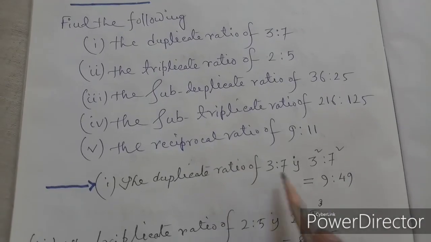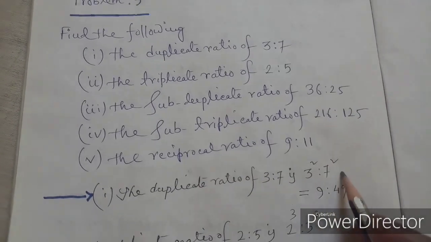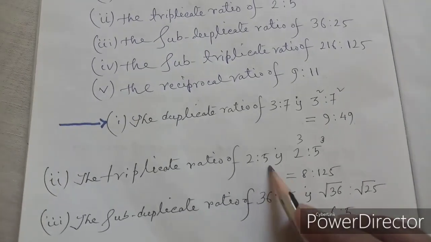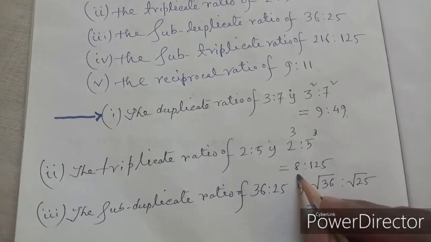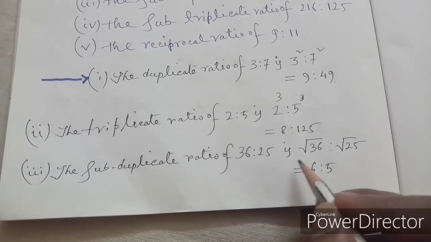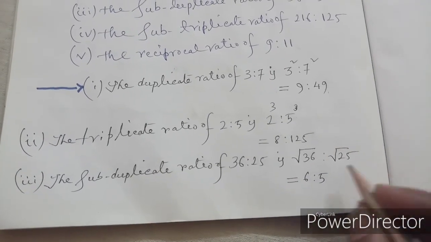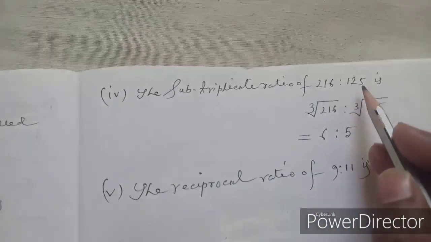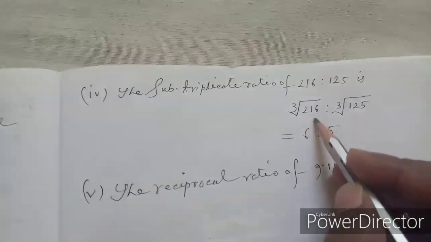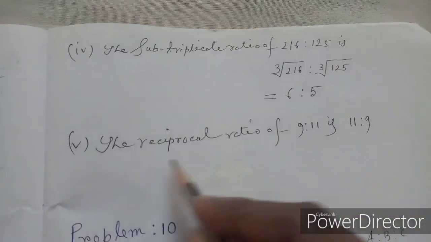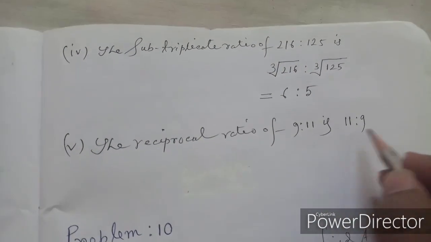So the duplicate ratio of 3:7 is 3 square is to 7 square, that is 9:49. Triplicate ratio of 2:5 is 2 cube is to 5 cube, that is 8:125. Subduplicate ratio of 36 is to 25 is root 36 is to root 25, that is 6 is to 5. And obviously the subtriplicate ratio of 216 is to 125 is cube root of 216 is to cube root of 125, that is 6 is to 5. And the reciprocal ratio of 9 is to 11 is 11 is to 9.